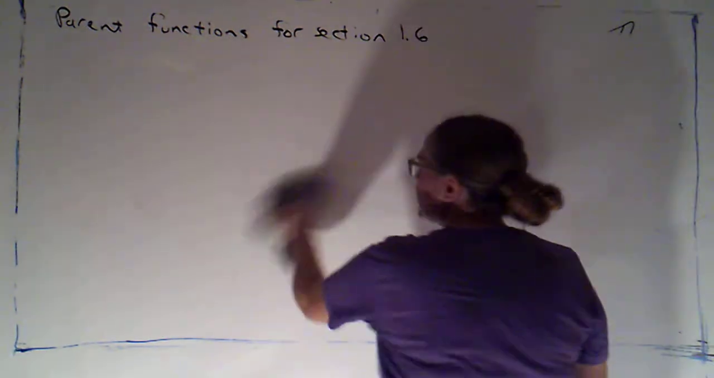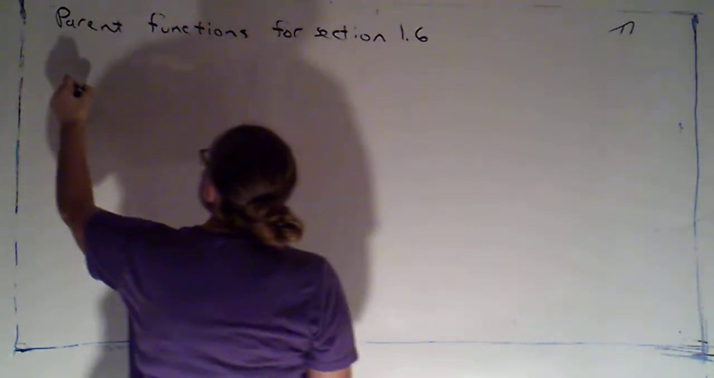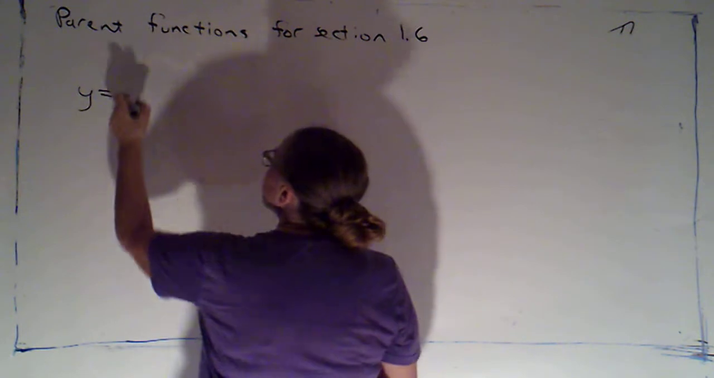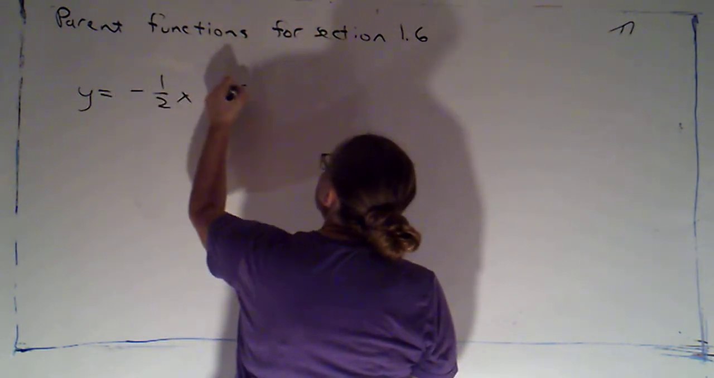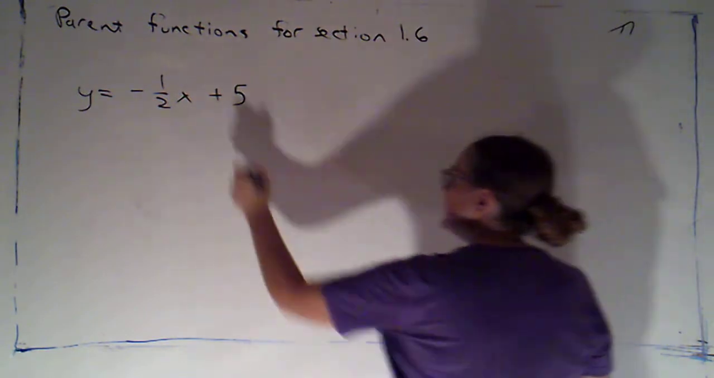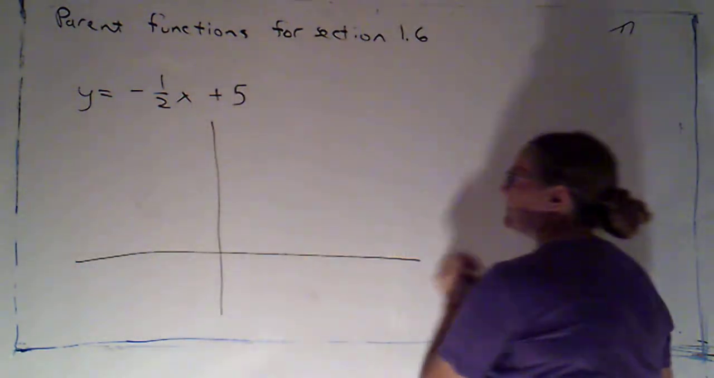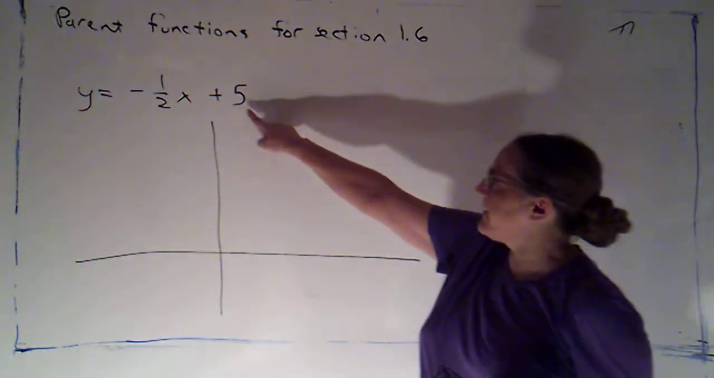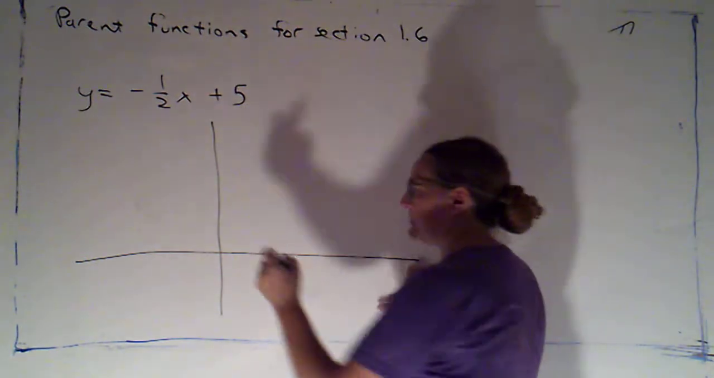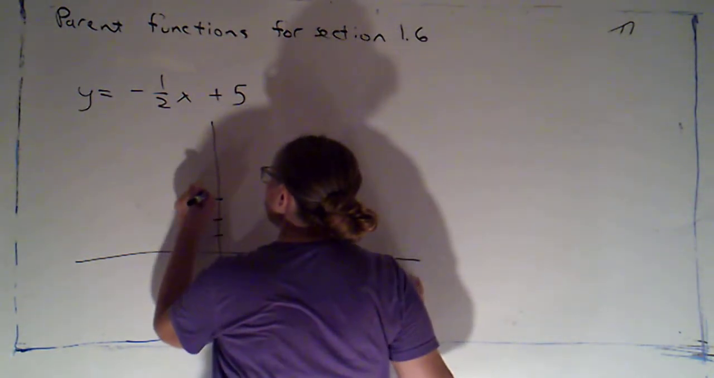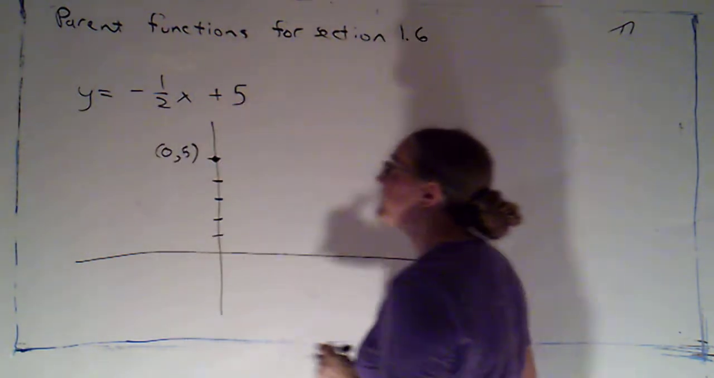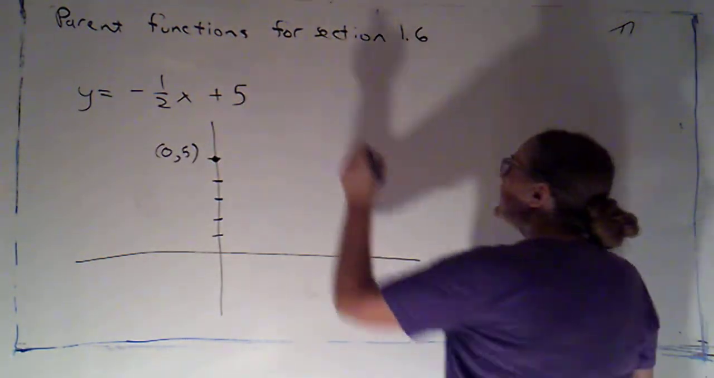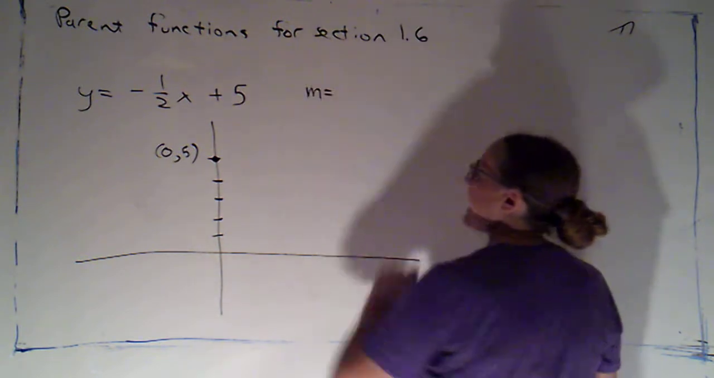So let's try just a couple more. Let's say I had y equals -1/2 x plus 5. Now, I'm not going to bother with a table of values here. I'm able to say that that's the y value of the y-intercept. So I can go up 1, 2, 3, 4, 5. There's the point 0, 5. That's my y-intercept. And then my slope is -1/2.